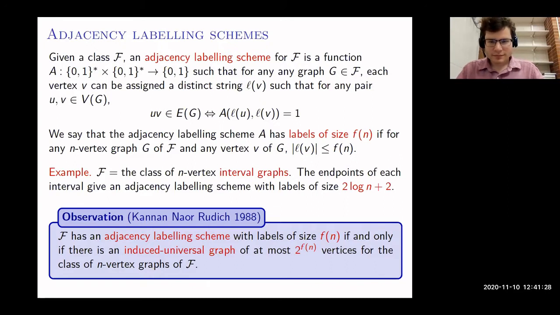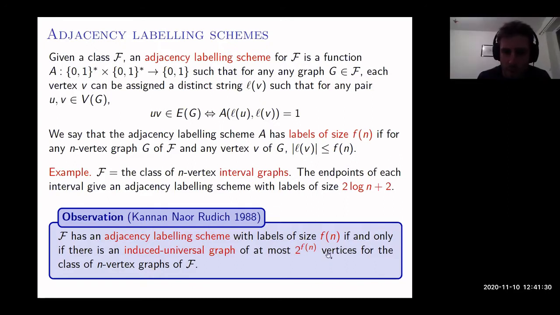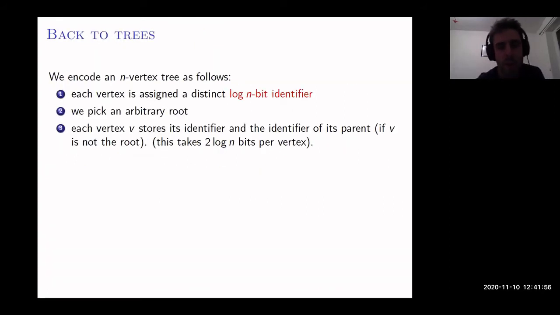So the two things are completely equivalent, but somehow it's much easier to work with adjacency labeling schemes than induced universal graphs. And we're going to see this with an example. Remember, we had this very simple hypercube that contains all n-vertex trees, but now we're going to make something extremely more efficient using this idea of adjacency labeling schemes. And the new way is to build an adjacency labeling scheme for n-vertex trees.